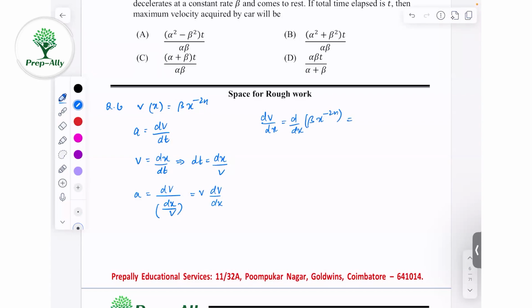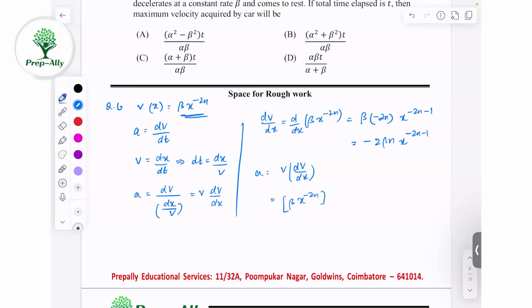That gives us beta into minus 2n into x power minus 2n minus 1, which is minus 2 beta n x power minus 2n minus 1. Now, acceleration is velocity into dv by dx. The velocity function is this value. As it is, we can take it down: beta into x power minus 2n. Then dv by dx is minus 2 beta n x power minus 2n minus 1.